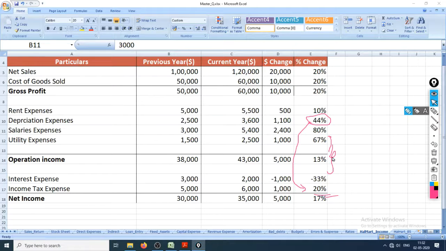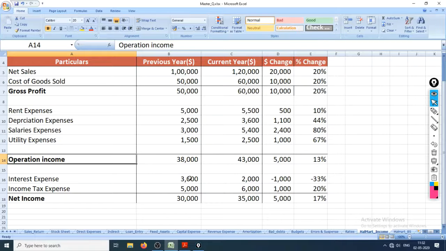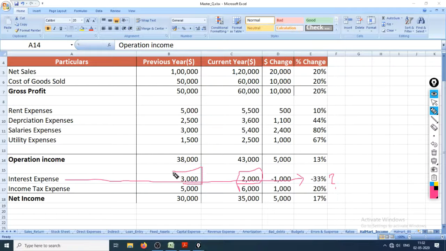Moving forward, what do we have? Next in line we have interest expenses, 33% decrease. Okay, so this also should raise a question. And why should it raise a question? Because it is good? Nope. This should raise a question on the previous year. That is, we should check the loan amount and check the amount that is outstanding to the public.